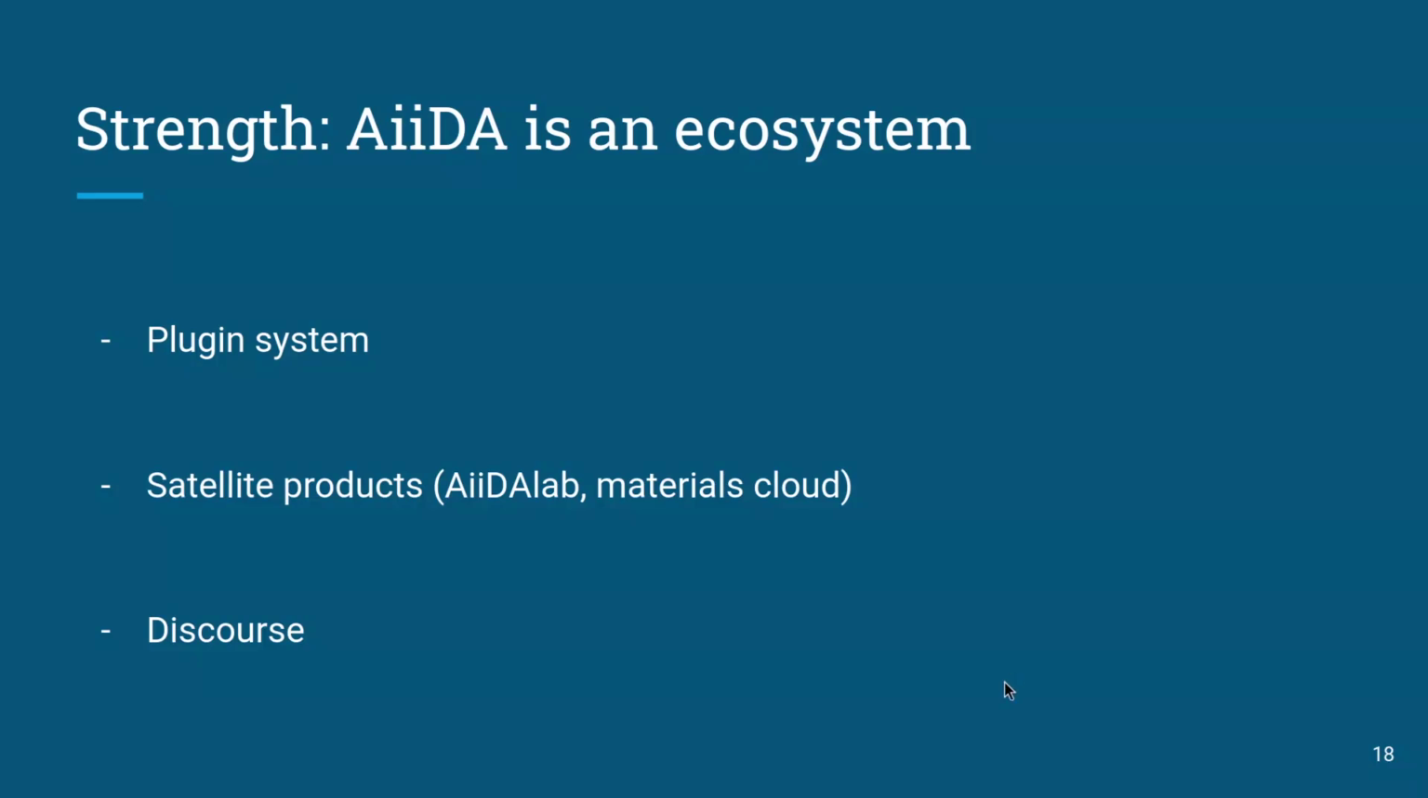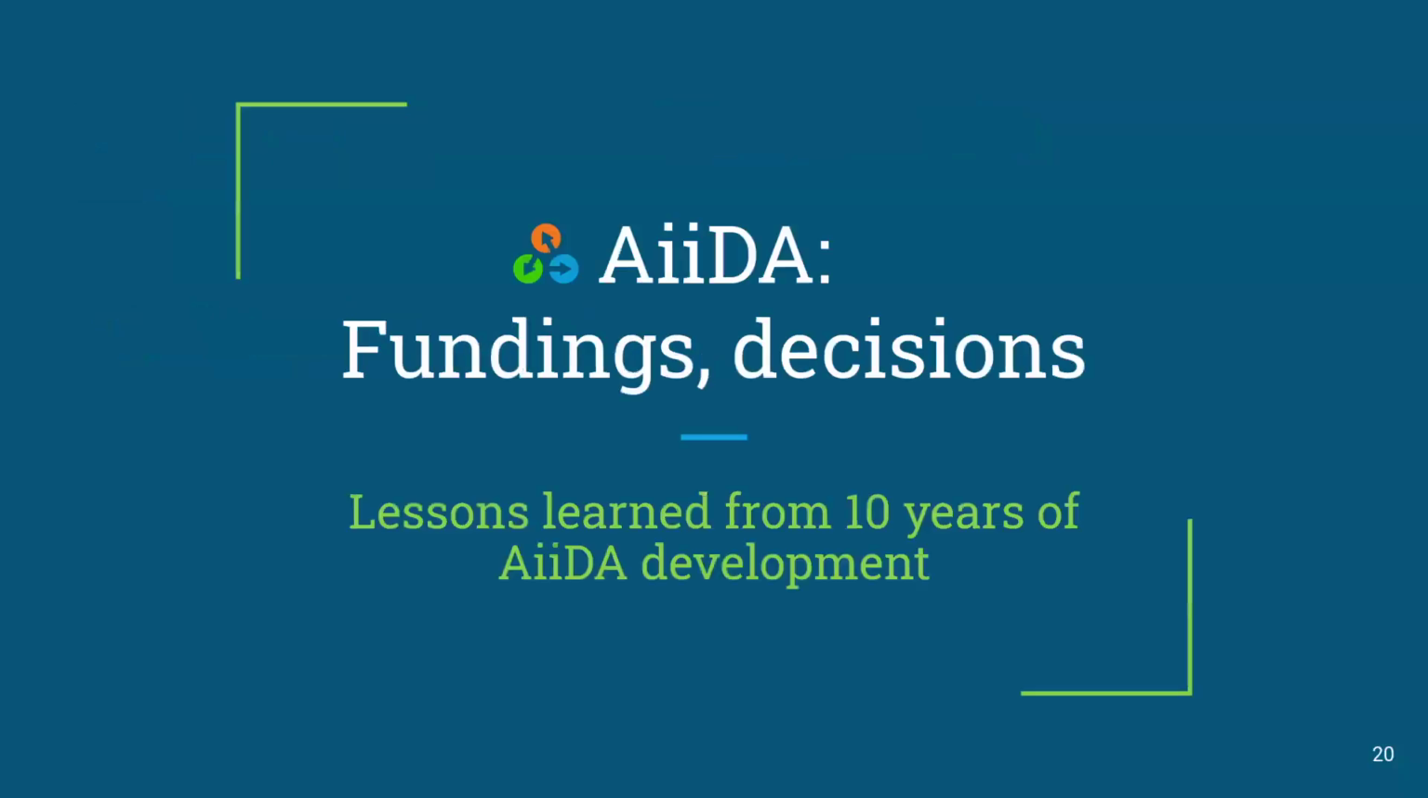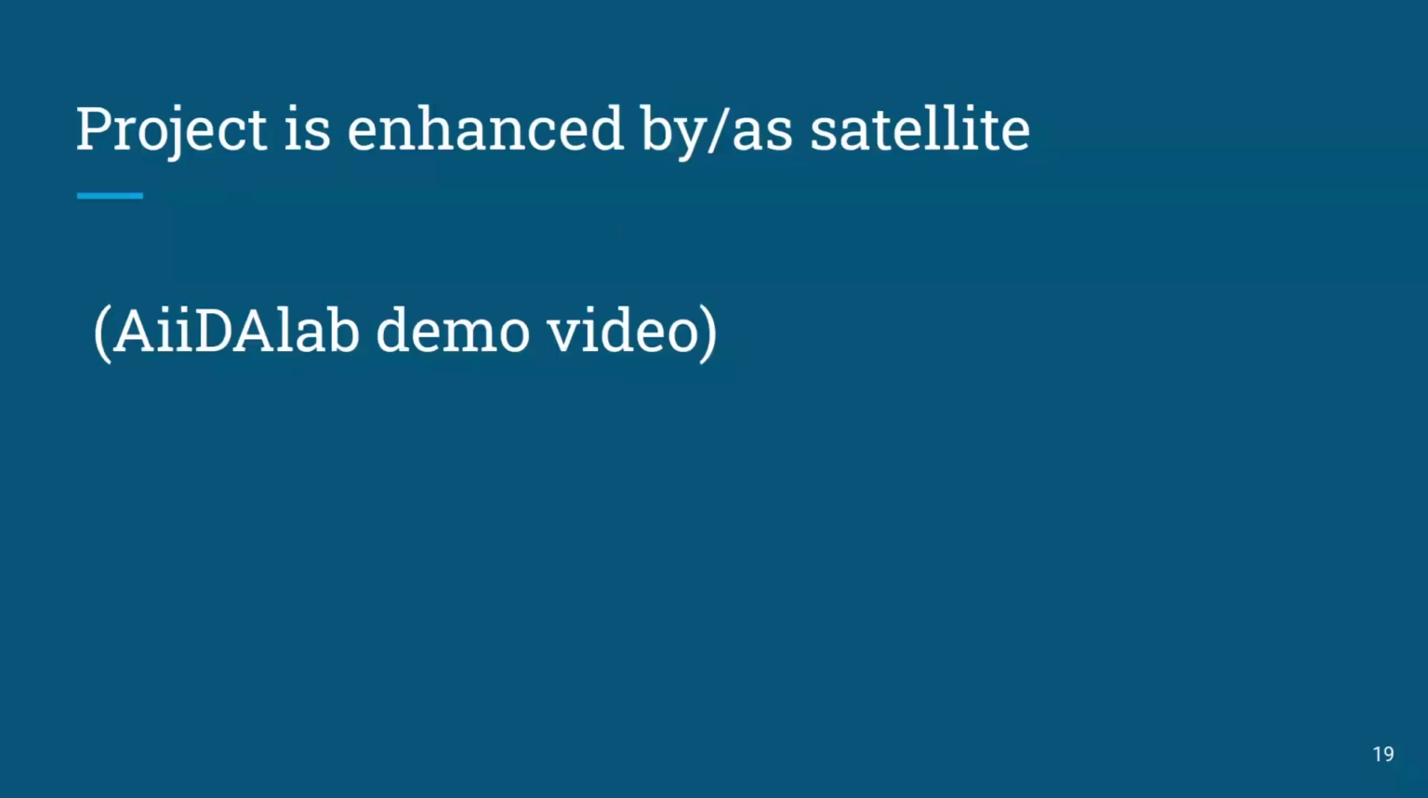I also need to mention the satellite products. One is AiiDA Lab, of which I will give you a demo later. And one is Materials Cloud, where you can post your data on this platform. I think these three things support each other to make things more sustainable. And third, I want to mention the discourse: last year we changed from the mailing list to discourse, and this makes our ecosystem more alive. I'll give you an example of this AiiDA Lab.